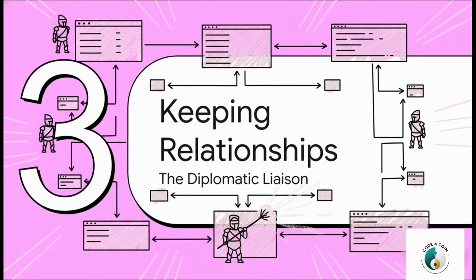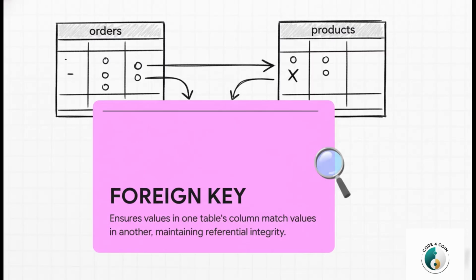So far, our guards have all been focused on protecting a single table. But data almost never lives all by itself. It's all connected. So let's meet the guard that manages all those connections, the diplomatic liaison of our security team. And this is the foreign key. Its whole job is to look at a value in one table and make sure a matching value actually exists in another table. So, for example, if you have an orders table, the foreign key can guarantee that every single product ID in that table actually points to a real product in your products table. It prevents what we call orphan data and keeps all your relationships legit.